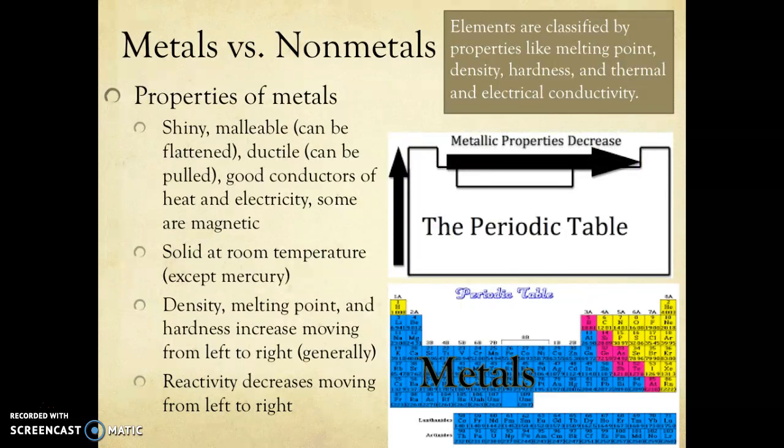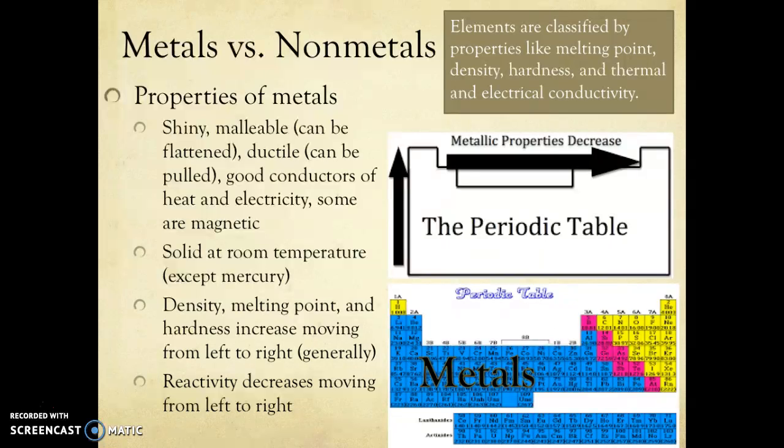Let's talk a little bit about metals and nonmetals. Properties of metals: they are shiny, they are malleable, which means they can be flattened. They are ductile, which means they can be pulled. Metals are also good conductors of heat and electricity, and some of them are magnetic. Most are solid at room temperature. The only exception is mercury.